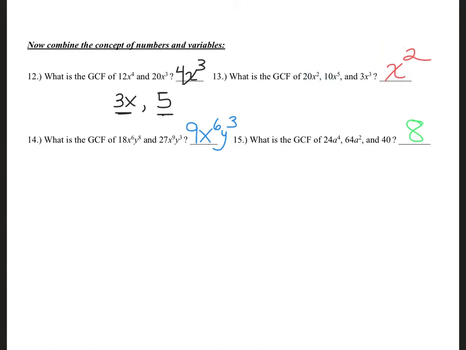With this one, it would be 9x to the 6th, y to the 3rd, because if I can divide both 18 and 27 by 9, and then they have at least 6 x's in common and at least 3 y's in common. So it's always going to be the least of the exponent that you have.